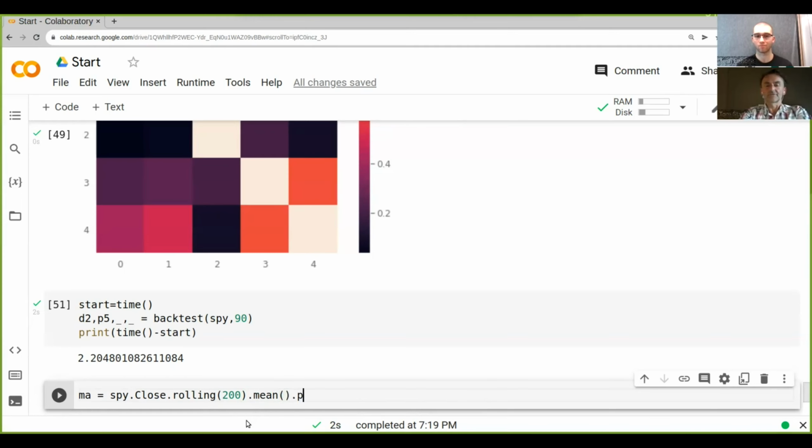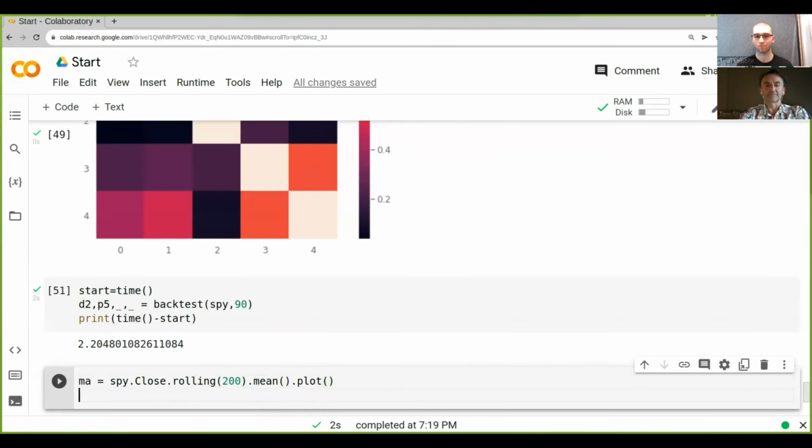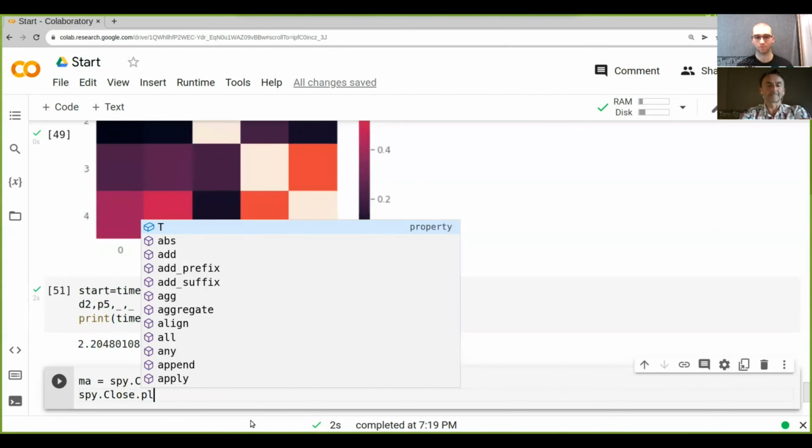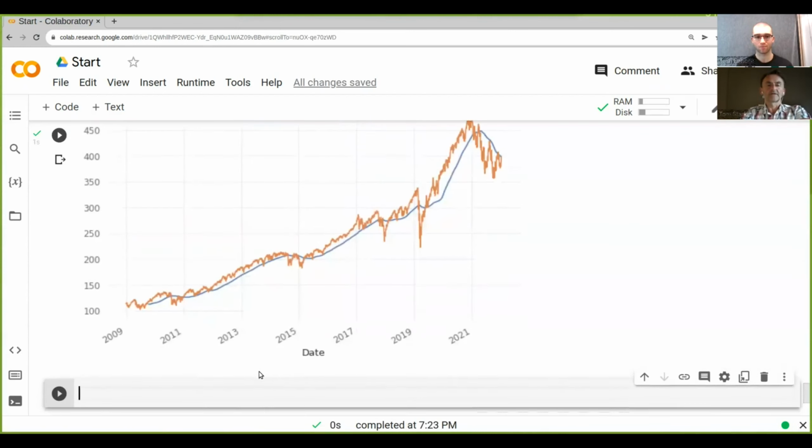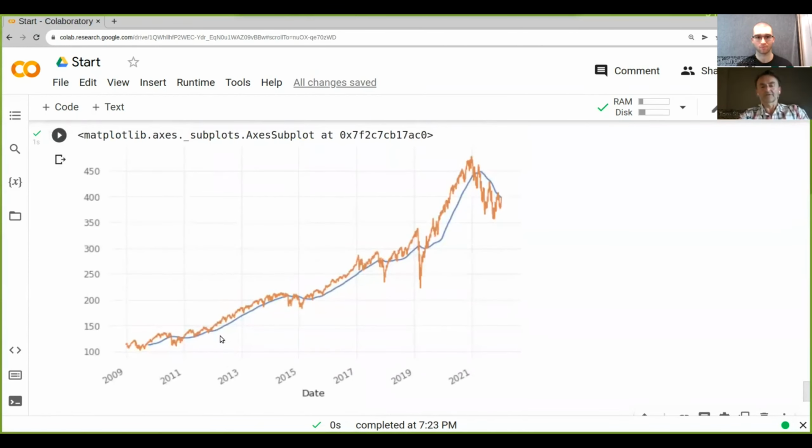I want to quickly plot this for you, in relation to the actual SPY. So let's do this. Here you can see we've got our moving average, which is the blue, and then we've got the orange. We've done this actually before, right? So we can basically plot the two together.